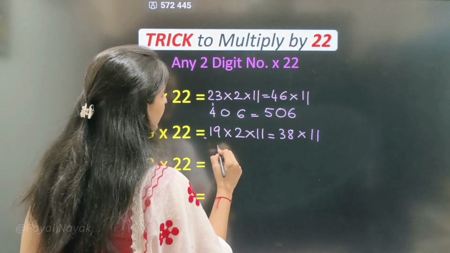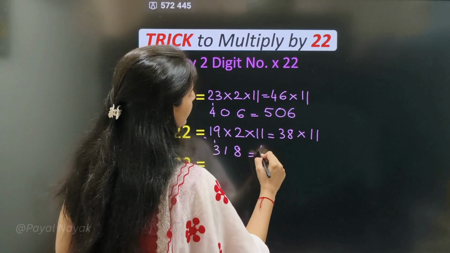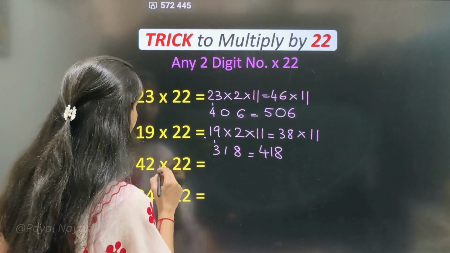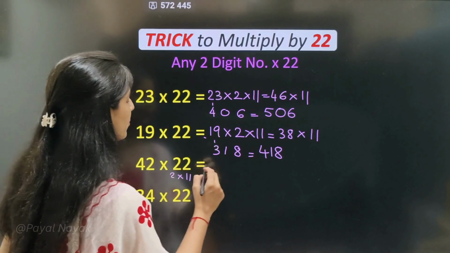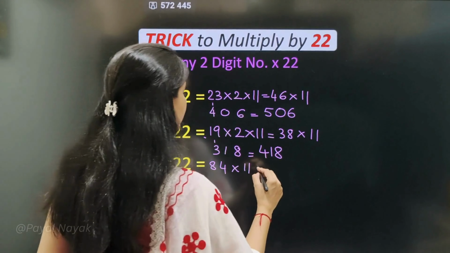This 38 can be written as 3 and 8. So 8 plus 3 is 11, carry 1. So this becomes 4, 1, 8. Again 42 into 22, this can be written as 2 into 11. So 42 into 2, that is 84 into 11.